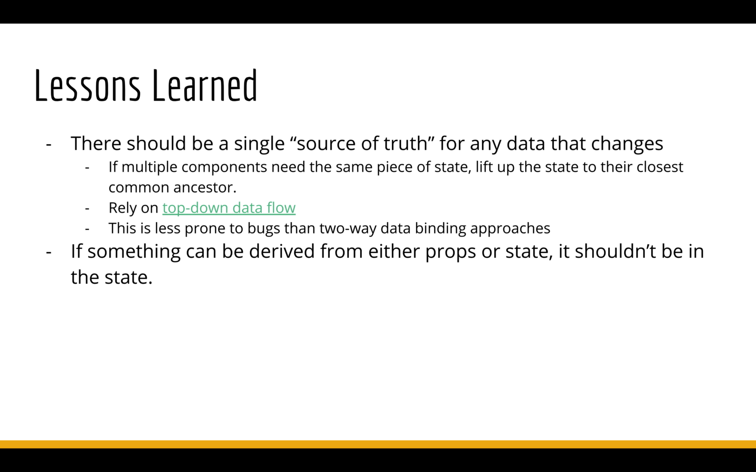And then finally, our last lesson learned here is that if something can be derived from either props or state, it shouldn't be kept in the state. The idea here is that you just don't want to have duplicated information across your application. There should just be one source of truth for any given piece of data in your application, and that's it. You shouldn't keep copies of the state in multiple places, because that's asking for things to get out of sync.